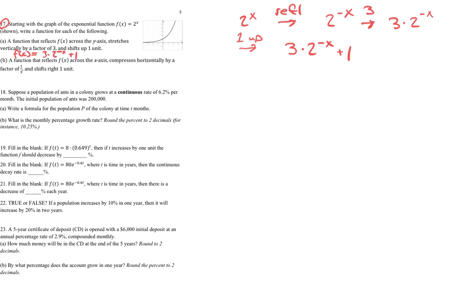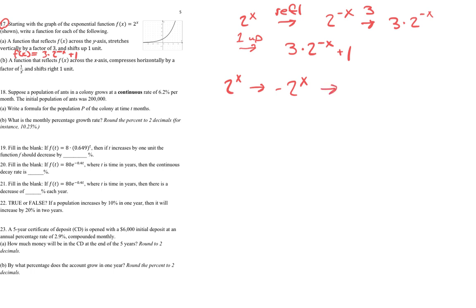Okay, and now for part B, we're given a function that is reflected across the x-axis, compressed horizontally by a factor of 1/3, and shifted right 1 unit. First we can start with the reflection. If we reflect it across the x-axis, that's like taking it from up here and bringing it down here. To do that, all we have to do is put a negative out front.